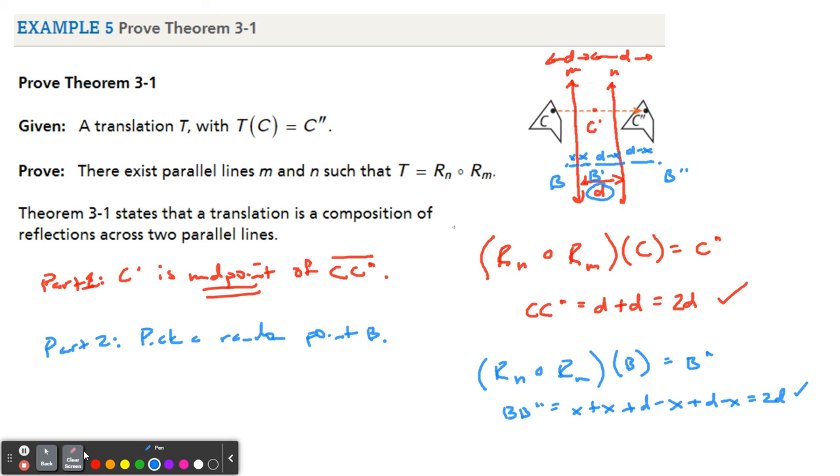Okay? So again, this is a lot of background knowledge. The textbook thinks it's important to show you guys this stuff, so I'm going to. Hopefully, when you do the problems, this just helps deepen the understanding of why a composition of reflections across parallel lines represents a translation that is 2 times the distance between the lines.